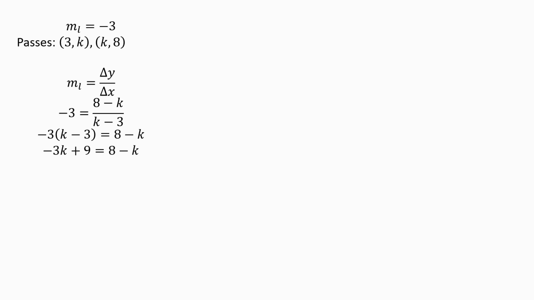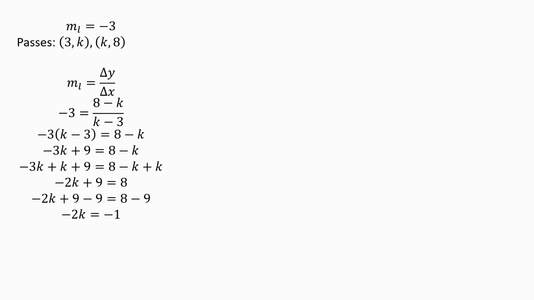To move k to the left hand side, we add k on both sides. We shall have -3k + k + 9 = 8 - k + k. That leaves us with -2k + 9 = 8. Then we subtract 9 on both sides: -2k + 9 - 9 = 8 - 9. So -2k = -1. Then we divide both sides by -2 to remain with k, and therefore k = 1/2. So we have obtained k as 1/2.